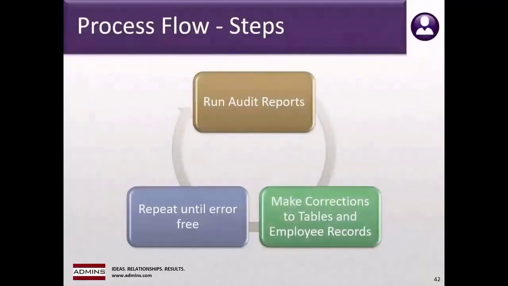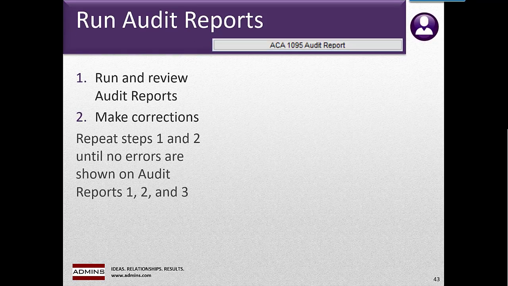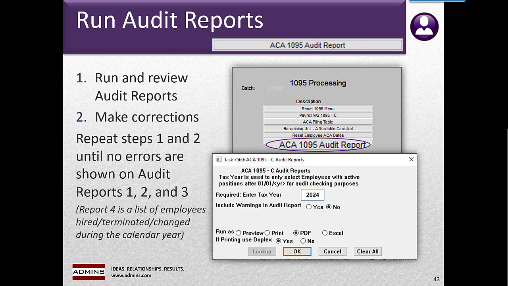Before you can complete your ACA 1095-C filing, there are steps to run that will report on errors, make corrections, rerun reports, and repeat the cycle until those reports are error-free. And the next step in the menu is to run the audit reports.